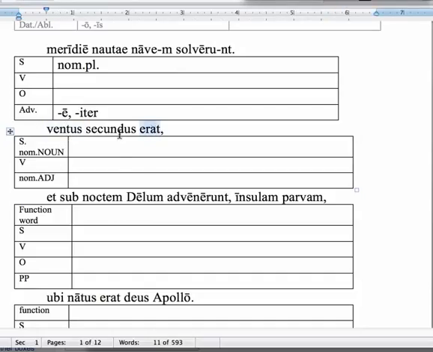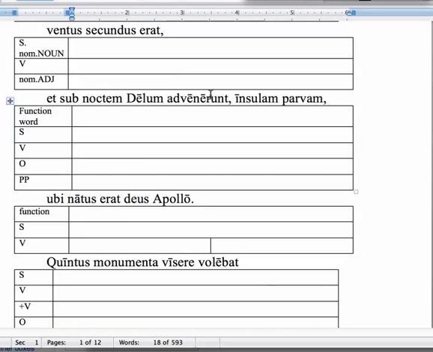Erat is the verb. Secundus is the adjective. Third one, the verb is advenerunt. Put that here. Advenerunt. The object are all of these things. Delum, which is described as an insulam parvam. We call that apposition. Apposition is when you modify a noun by putting another noun next to it.